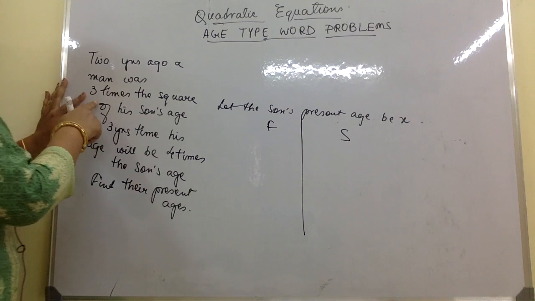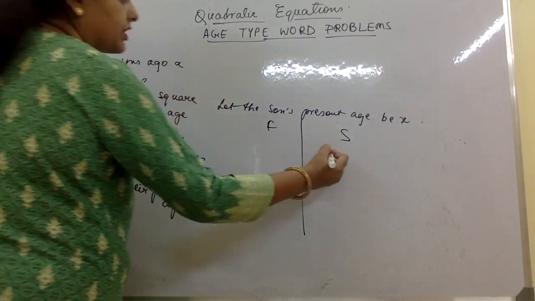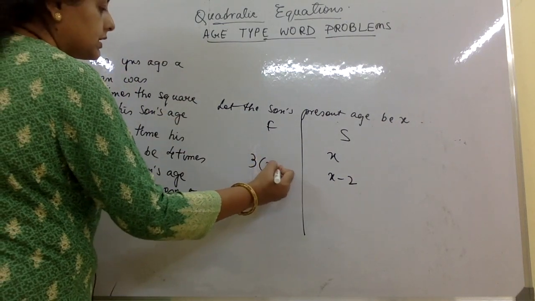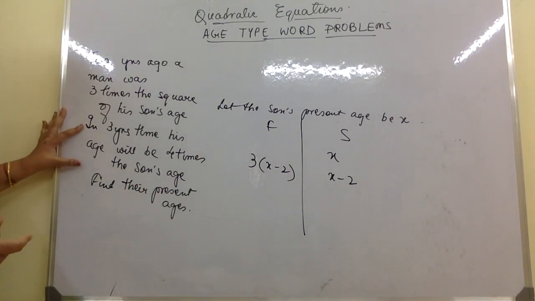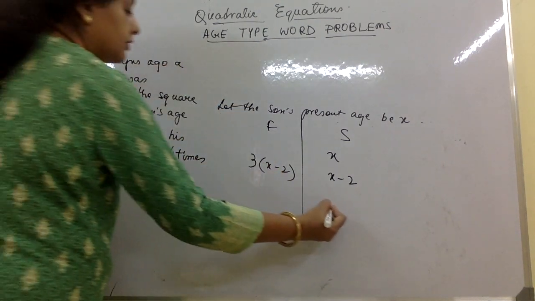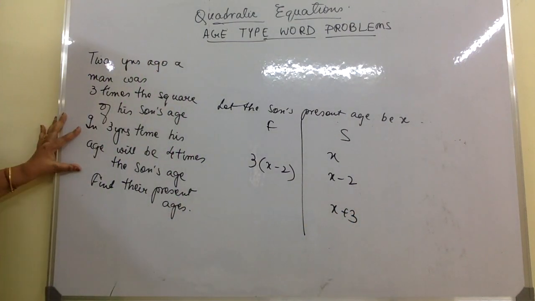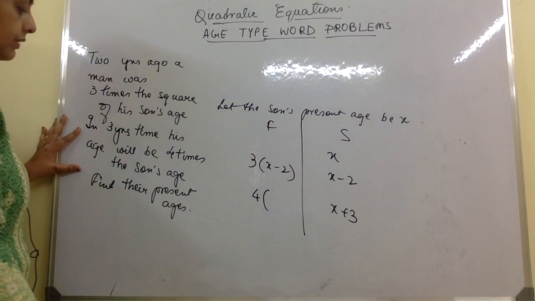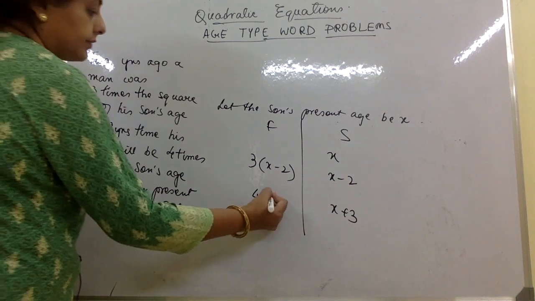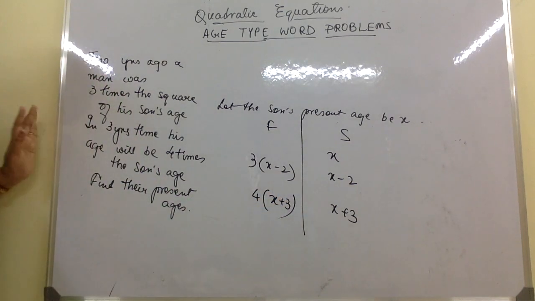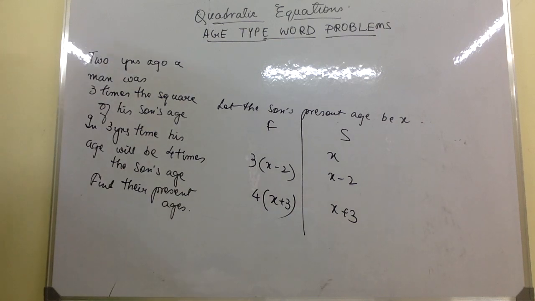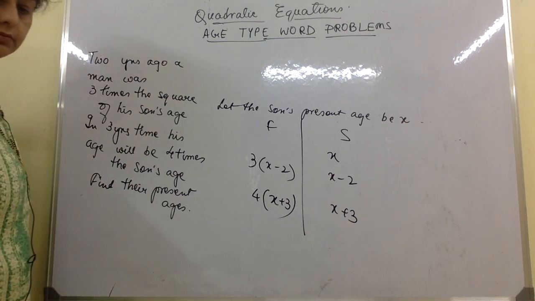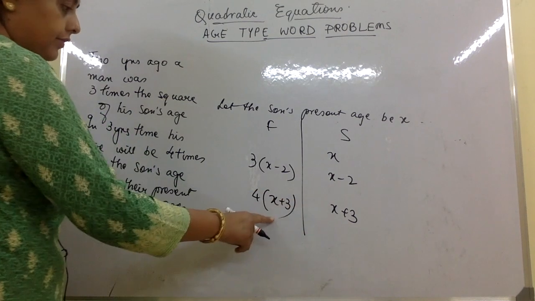2 years ago, man was 3 times the square of his son's age. Now present is x. 2 years ago, son was x minus 2. And 3 times the square of his son's age. This is 2 years ago, father. In 3 years time, that means after 3 years, son becomes x plus 3, and father's age will be 4 times the son's age, whatever the son's age is after 3 years.